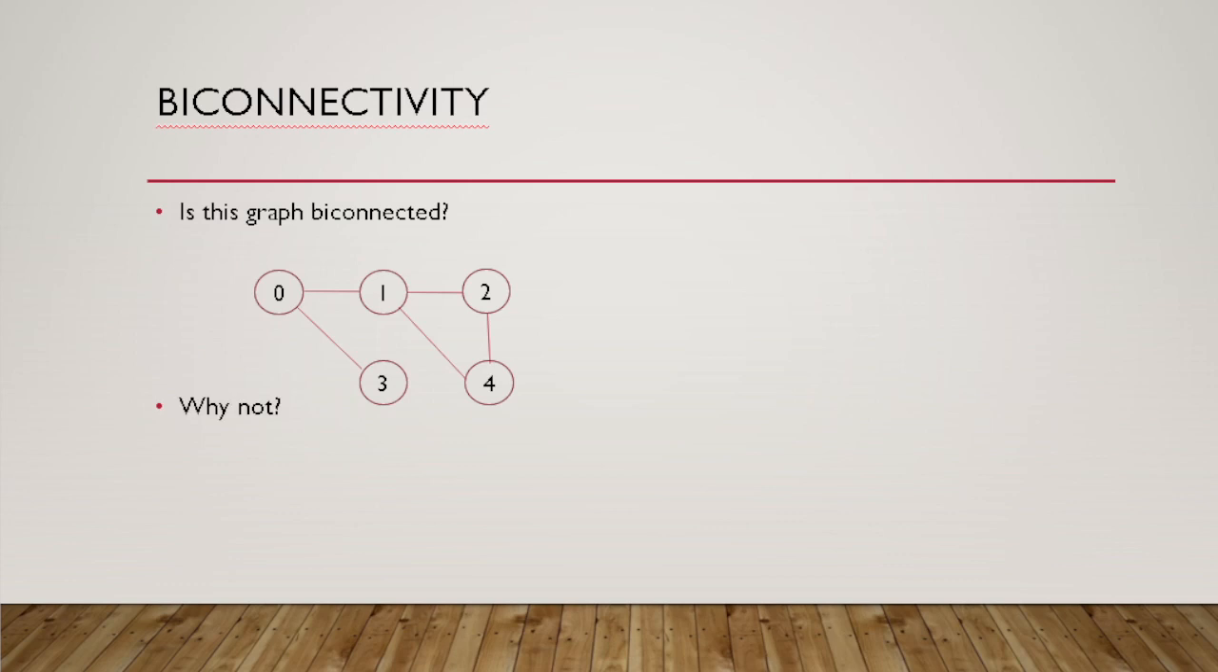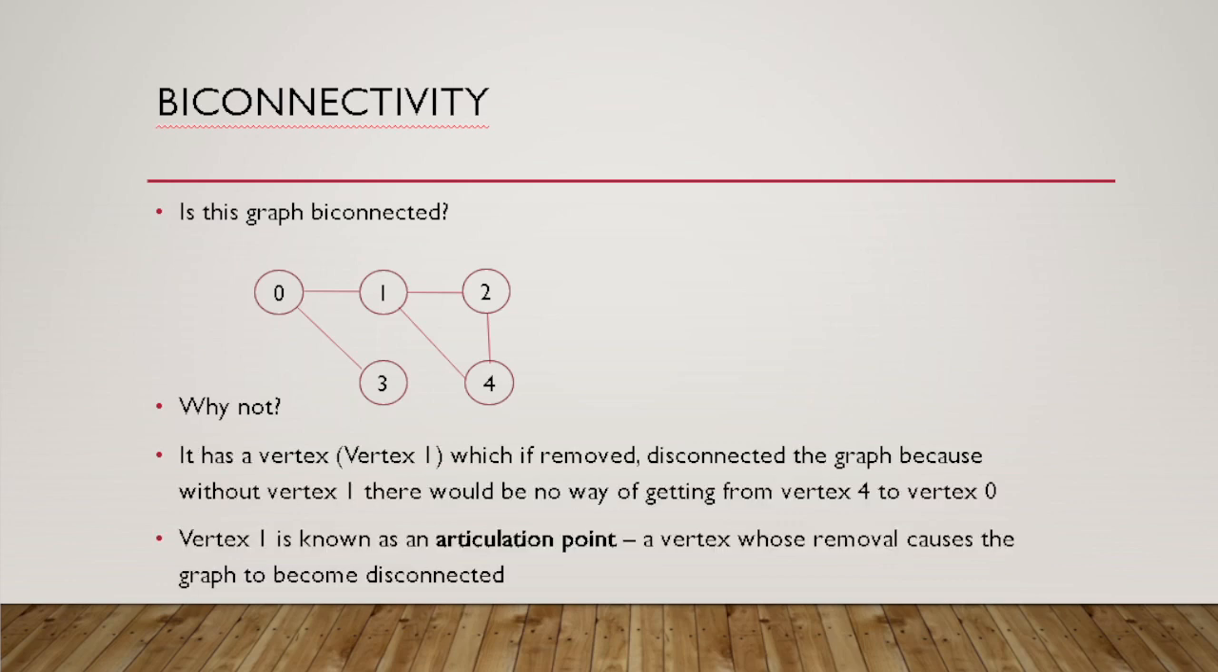Well, yes. So that means it's not biconnected, right? It's not biconnected because if I removed vertex 1, for instance, there'd be no way of getting from vertex 4 to vertex 0. So vertex 1 sort of stops the graph from being biconnected.